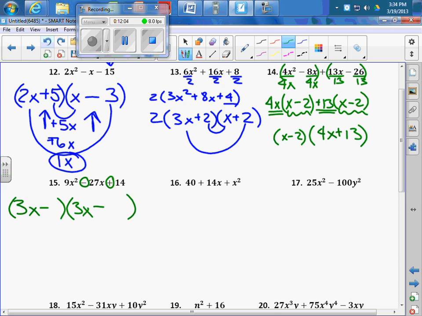Well, I'm going to try 7 and 2 just to see if it works, because that'll give me the 14 at the end. Here I get negative 21x. Here I get my negative 6x. Looks like I got it on the first guess.